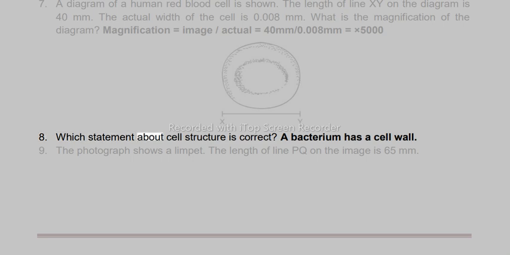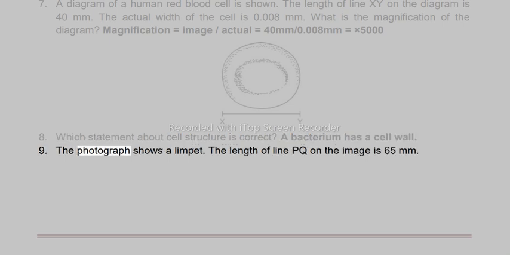8. Which statement about cell structure is correct? A bacterium has a cell wall. 9. The photograph shows a limpet. The length of line PQ on the image is 65 millimeters.